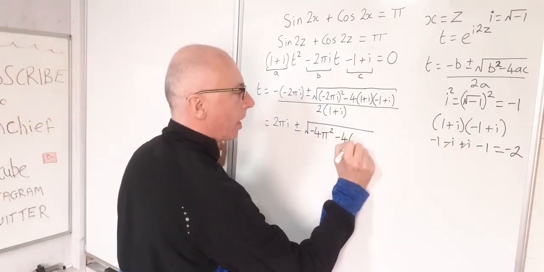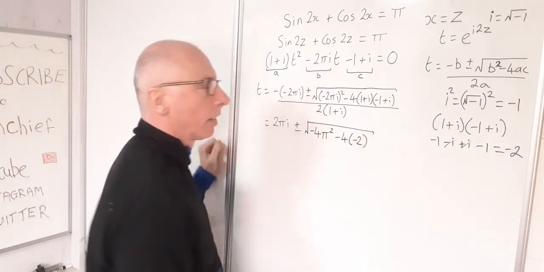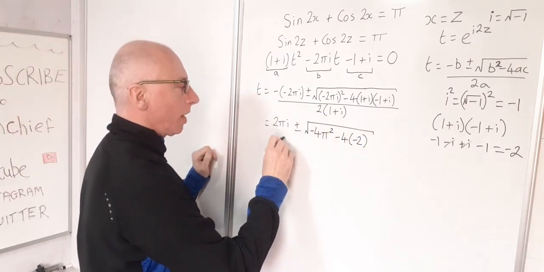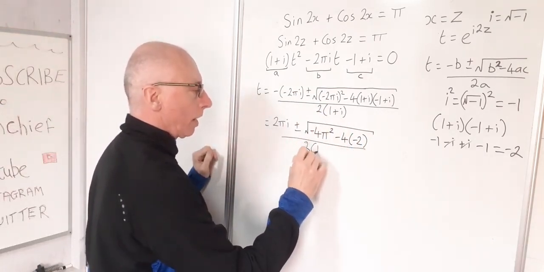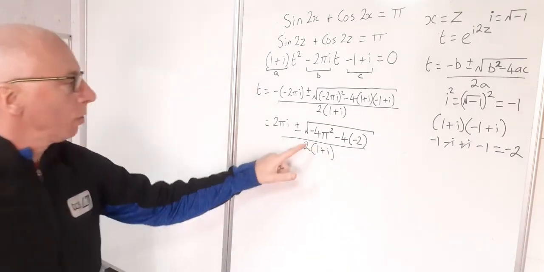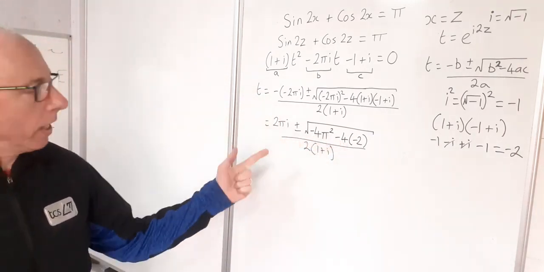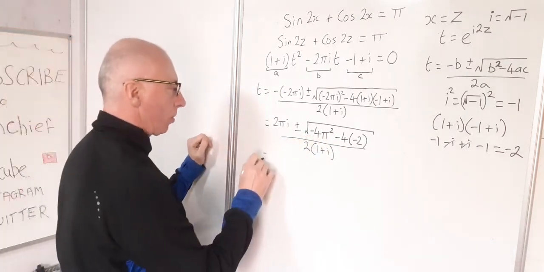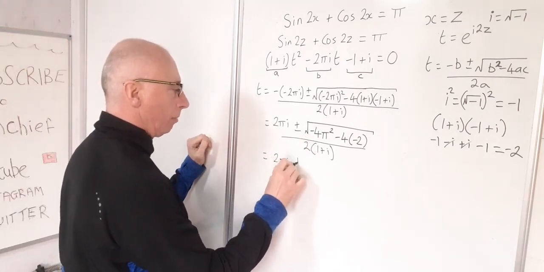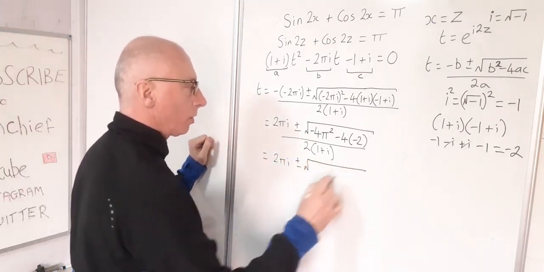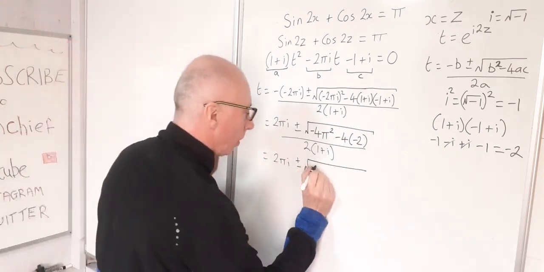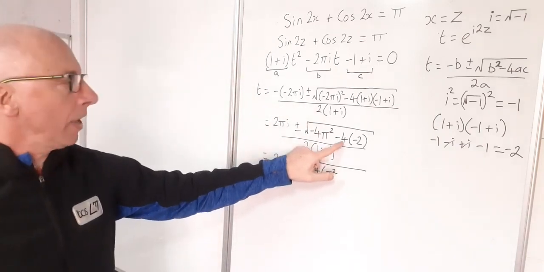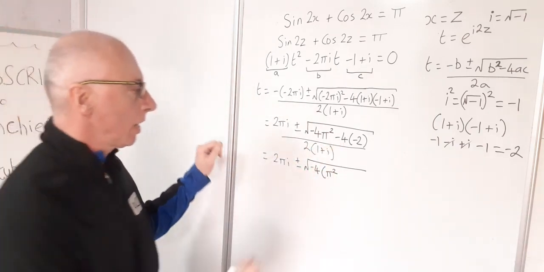So I'm just going to leave it like that for the moment. You'll see why on my next line. And then my denominator, I'm still going to leave as 2 times 1 plus i. Because it looks like I could be able to get a 2 out of this with a 4 here and a 4 here. So if I could factor out a minus 4, so let's try that. 2 pi i plus or minus square root. Now let's just take minus 4 out of both. And then I've got pi squared. Take the minus 4 out of that and factor it with that, and I've just got minus 2.